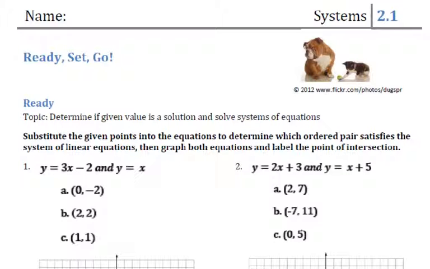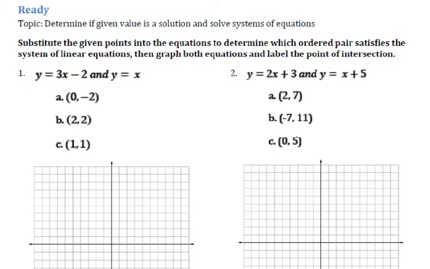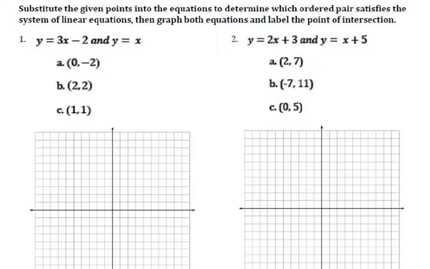Alright, Systems 2.1 homework. So, let's take a look at these. So we're trying to decide if answers are solutions to our equations, okay? To two equations at a time. So, a few ways we can do this. First, it wants us to determine if they satisfy these equations.